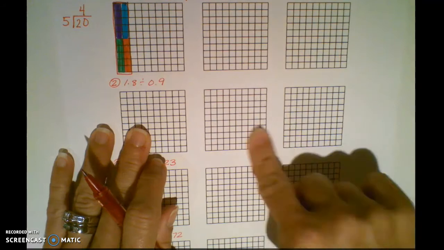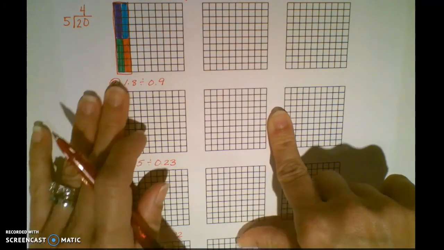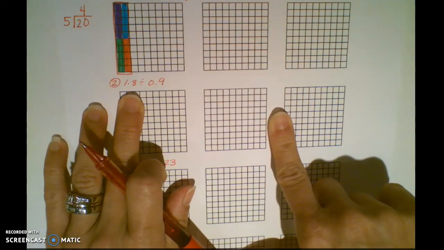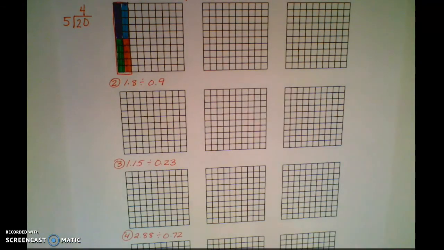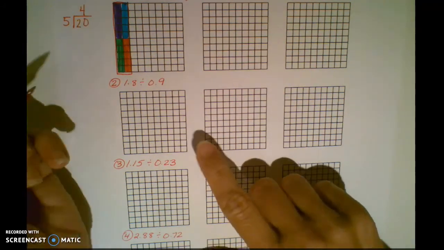Take a guess, maybe jot down your guess over here, what you think 1 8/10 divided by 9/10 is going to be. Jot it down, and if you're wrong, so what? Because we're going to find the right answer using the models.